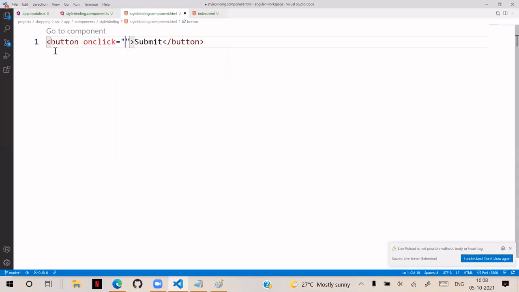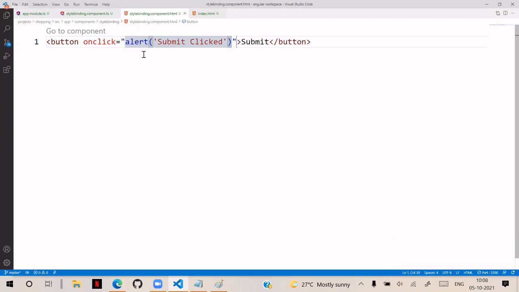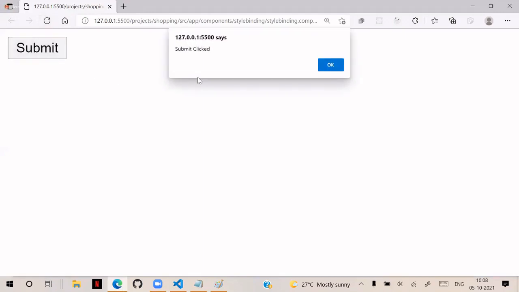That means onclick, suppose I write alert, and I say, suppose, "submit clicked", like this. Don't worry about what I am doing practically here. Just observe the concept. These are all things you are going to learn. Now you see the submit button works. I will refresh, the submit button works, and it says submit is clicked.